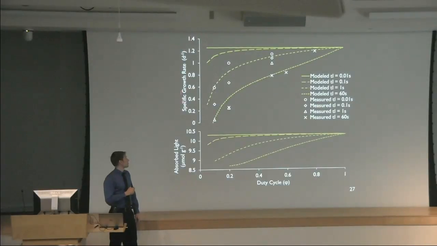But looking at the specific growth rate, there are two trends to observe. First off, as you decrease the duty cycle, there is a decrease in growth. And the other trend is that as you increase the period in light, there is also a decrease in growth. In fact, when you look at light periods of 0.01 seconds, the model predicts a complete blending between the light and dark.